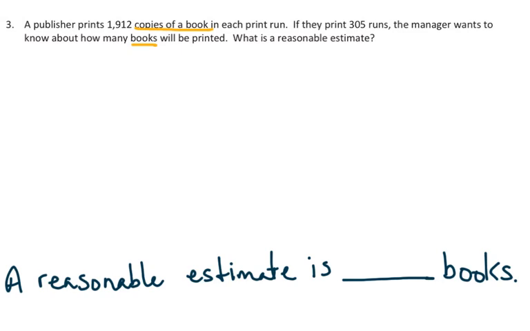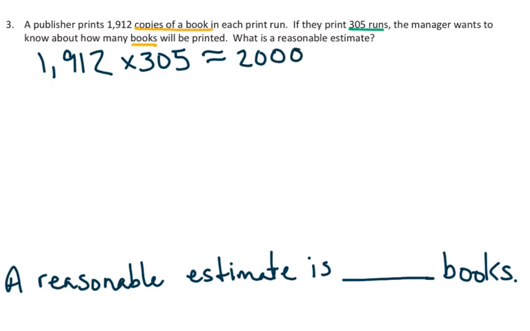So to find the reasonable estimate, I have 1,912, and that's for one print run. So I need to multiply that by 305 because the question is saying that it's 305 runs that we're actually doing. So the reasonable estimate for this is going to be rounding this to 2,000. And I'm going to multiply it by 300.